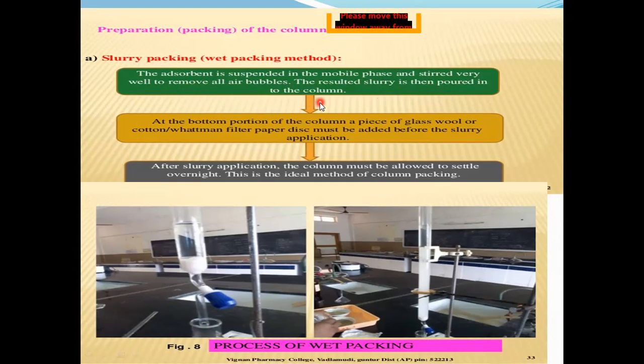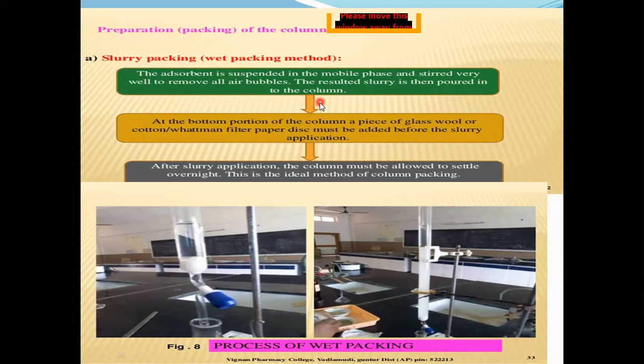If any bubbles are present, then what happens? It may develop cracks, and thereby we cannot get proper separation of components. So to avoid that, we should be very careful to remove the air bubbles. Once the air bubbles are all removed, then what we get?